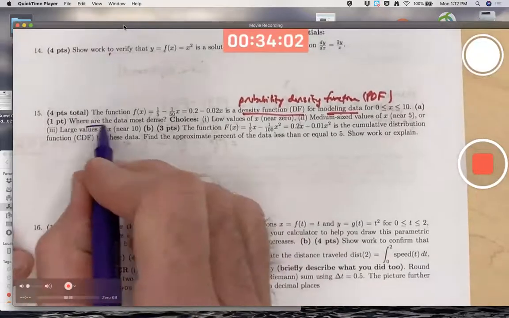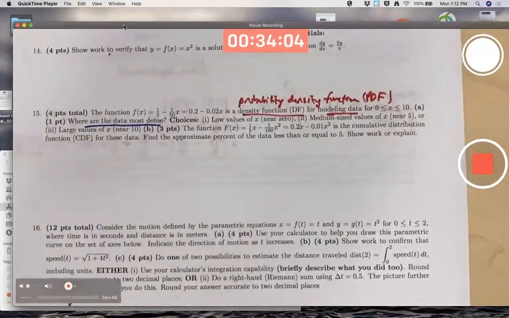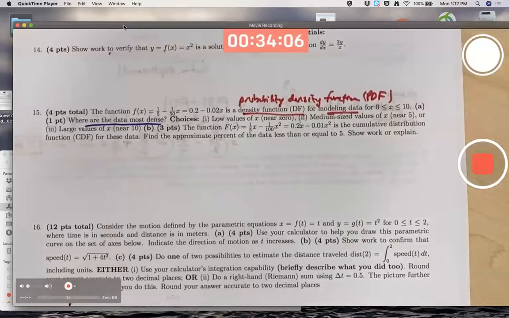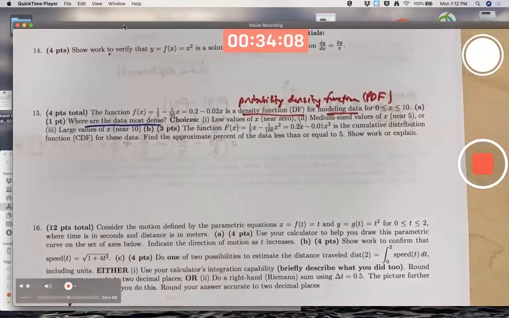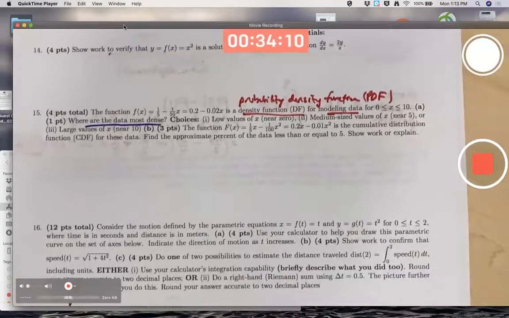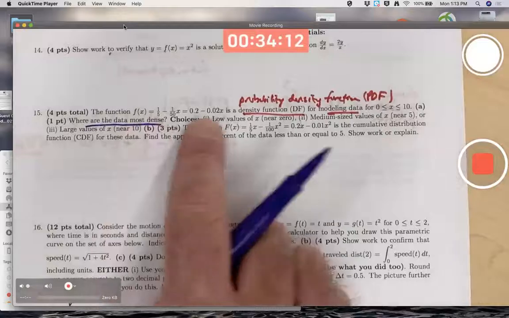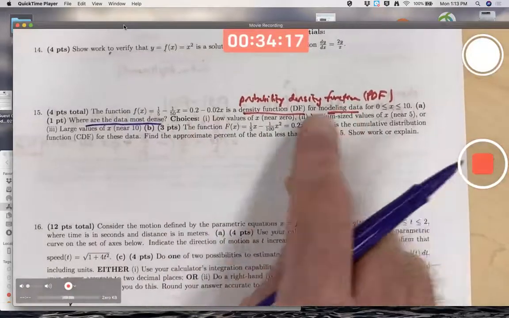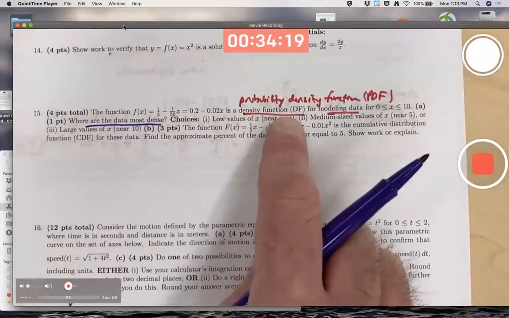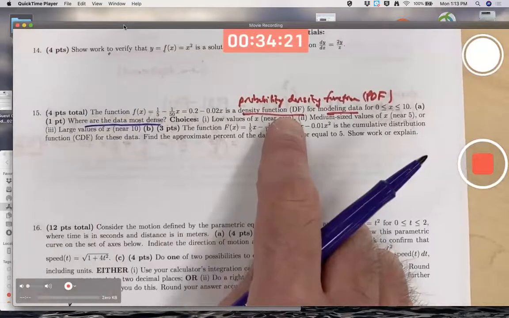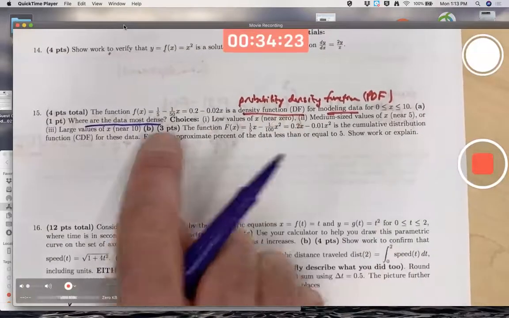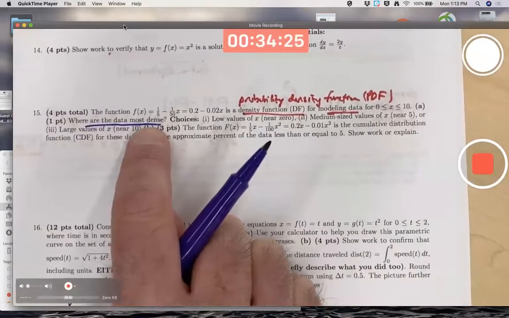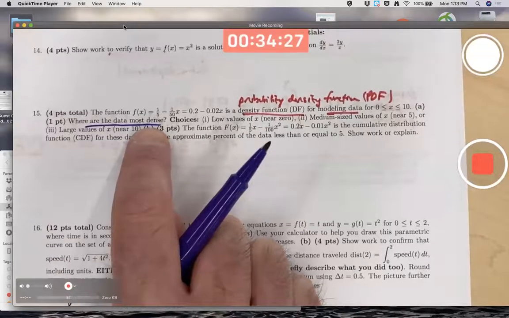Part A is a conceptual question. Where are the data most dense? What does that mean? This is related to what we talked about last Friday. When you graph these PDFs, probability density functions, or just density functions, the data is going to be most dense where the graph is highest. That's why it's called a density.